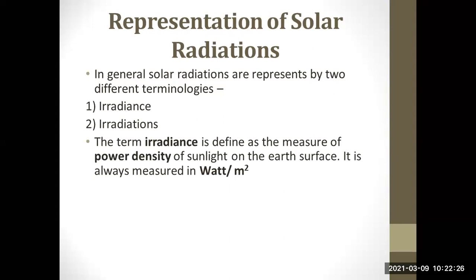That means watt per meter square. Then in that case, that representation of solar radiation is called irradiance. कहने का मतलब ऐसा है कि जब आप सोलर रेडिएशन को पावर डेंसिटी के टर्म में रिप्रेजेंट करोगे, पावर डेंसिटी मतलब क्या है, उसका यूनिट रहेगा वाट पर मीटर स्क्वायर. सो वो केस में मैं बोल सकता हूँ कि वो जो टर्मिनोलॉजी है, दैट इज कॉल्ड एज irradiance.